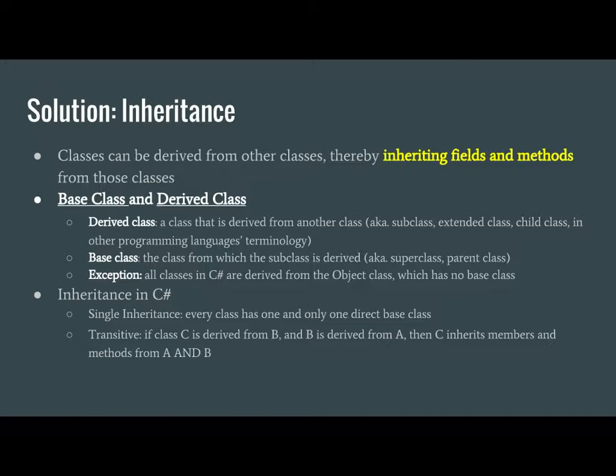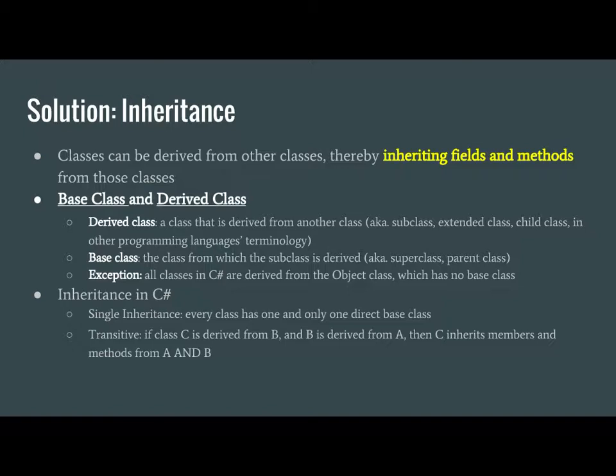There's one exception. All the classes in C# are inherited or derived from the class called object. Object has no superclass or base class because everything starts from object. It's the origin of all classes in C#. So this is the only exception in C#.